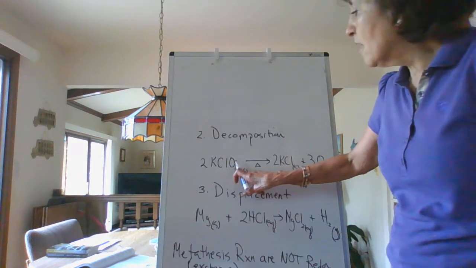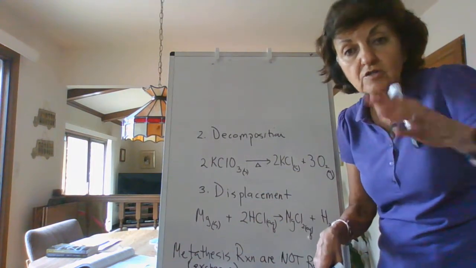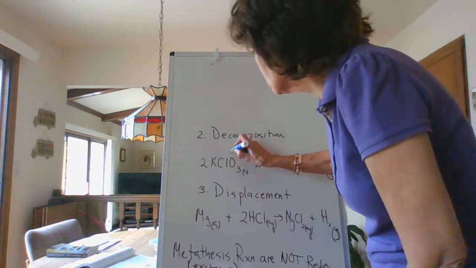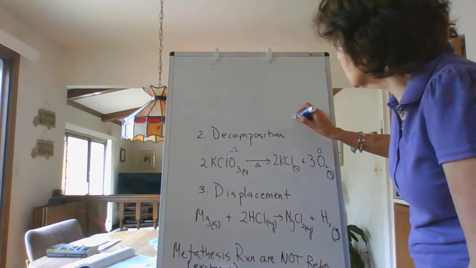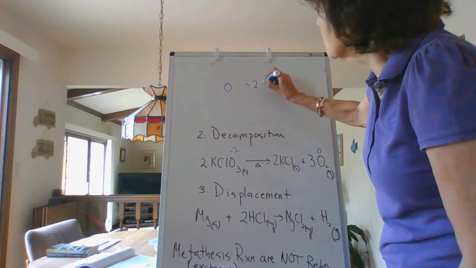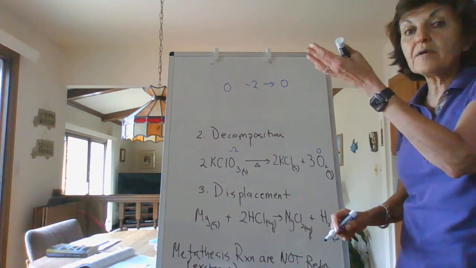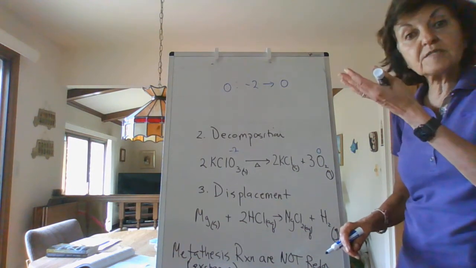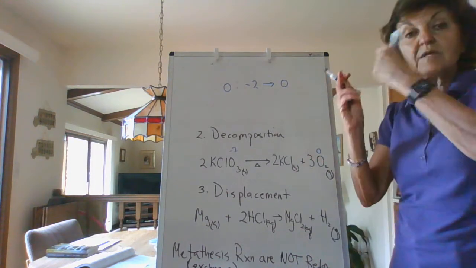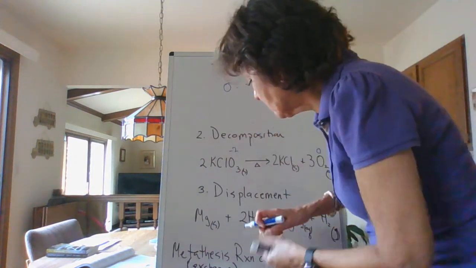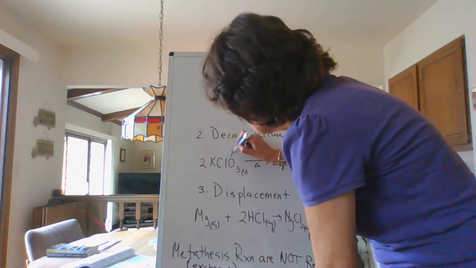Let's first look at the oxygen. Oxygen here is part of a compound, and remember how we said oxygen is usually minus 2? We're going to say that oxygen's minus 2 here. And here it's all by itself, so it's got to be a 0, right? So the oxygen goes from minus 2 to 0. So what happened to the oxygen? The oxygen went up in oxidation number. It went from minus 2 up to 0. So that means the oxygen got oxidized. If the oxidation number goes up, that means that substance got oxidized. So the oxygen has been oxidized.